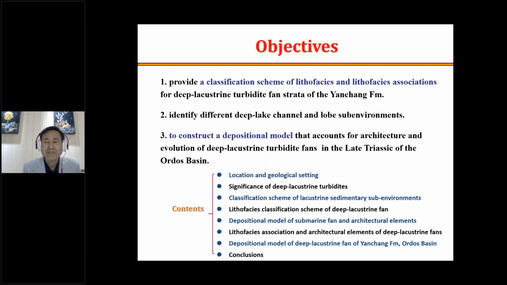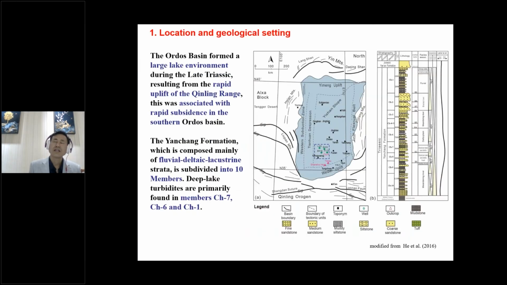Perhaps I missed this, but did you point out in your presentation some features of these characteristics? Do you ask me the characteristic for this deep lacustrine fan compared to submarine fan? That's right. Yeah. Are there certain characteristics that we should be aware of that you want to mention right now?